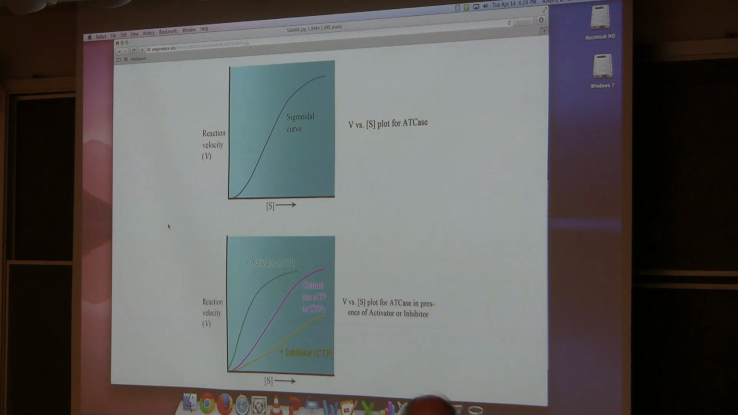6 of the subunits catalyze the reaction. The other 6 subunits bind to either CTP or ATP. So we break the subunits into two categories. Catalytic subunits, that's the first 6 that catalyze the reactions, and regulatory subunits, which are the ones that control the enzyme. ATP and CTP bind to the regulatory subunits. Aspartate binds to the catalytic subunit.